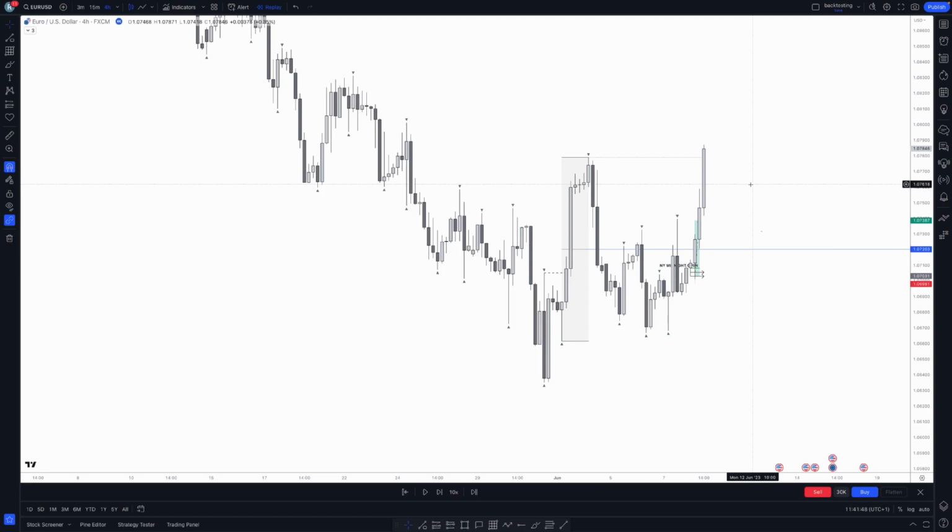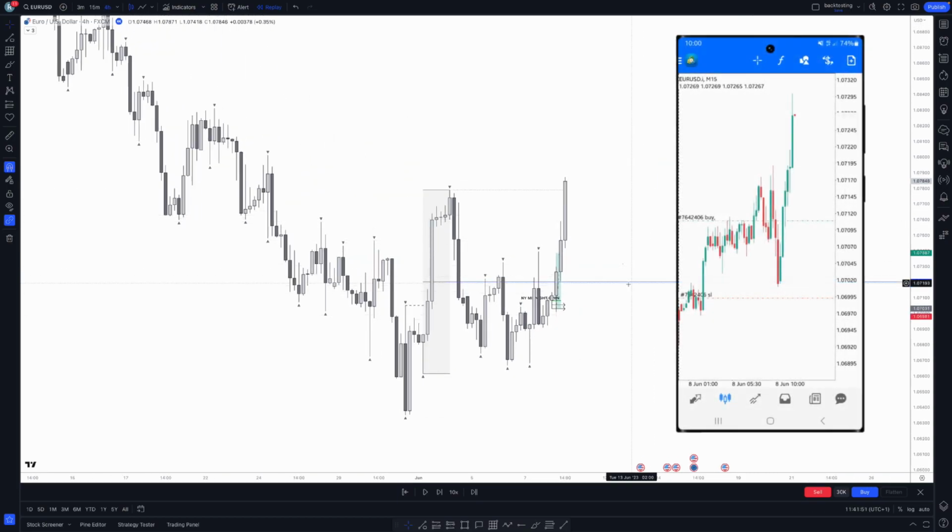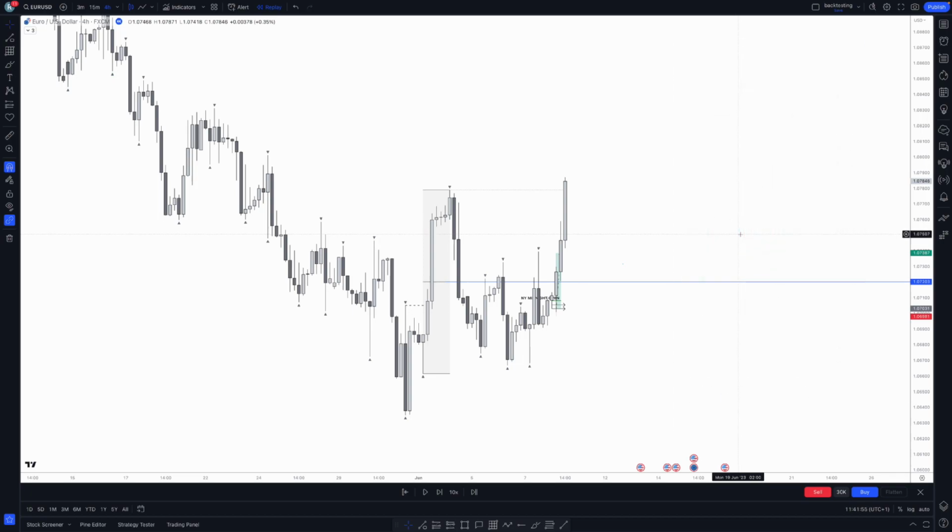I will leave the MT4 screenshot in the video. If I do remember to do that, I will put it around this area, and I will show you that I did enter that trade.